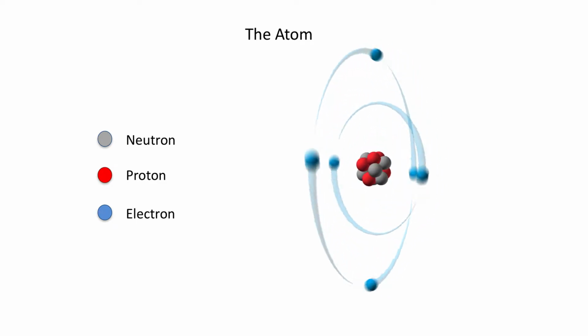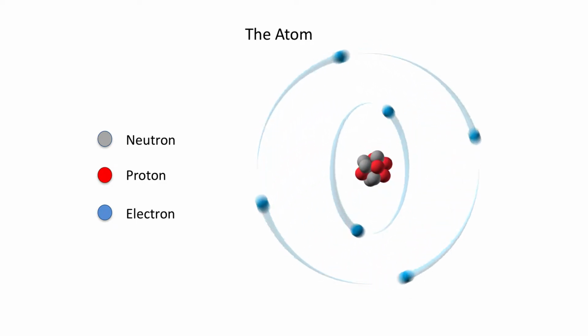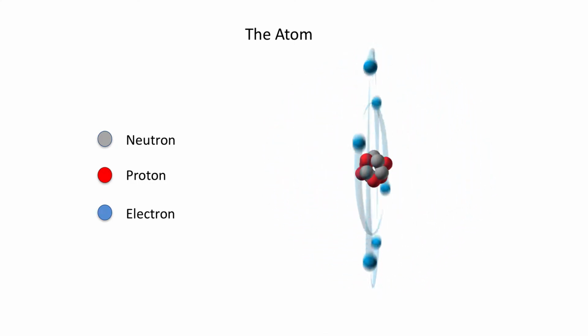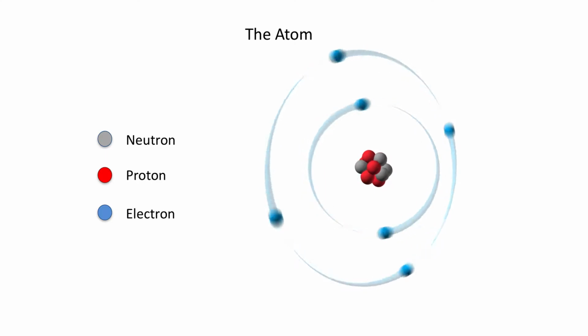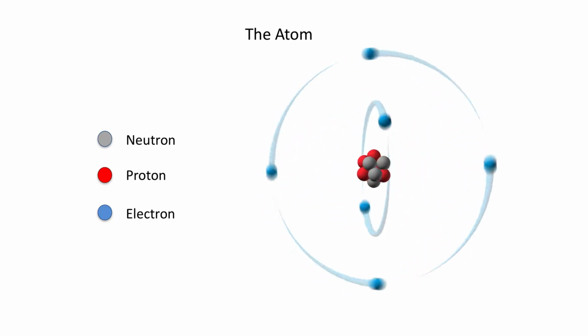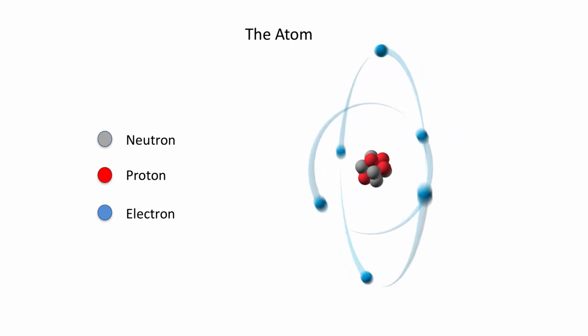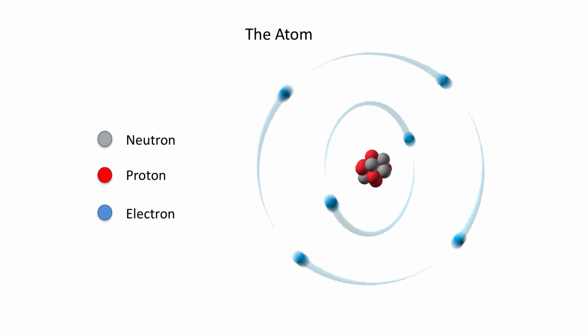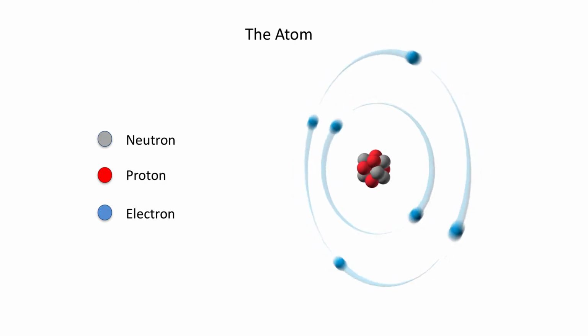There are over 100 different types of atom, and you have probably heard of some. Oxygen, nitrogen, carbon, sodium, potassium, hydrogen, helium. These are all different types of atoms called elements. Atoms of these elements come together and form bonds to make up everything around us.